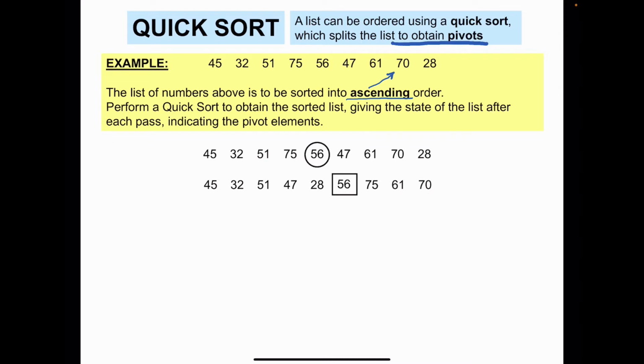So you keep 45, 32, 51, okay? 75 is not, 47 is not, 61 is not, 70 is not smaller, but 28 is. That's why 28 comes here, okay? And now, because 56 is the fixed position now, I'm going to do exactly the same thing as I have done in the previous step on both lists, on the left side and also on the right side.